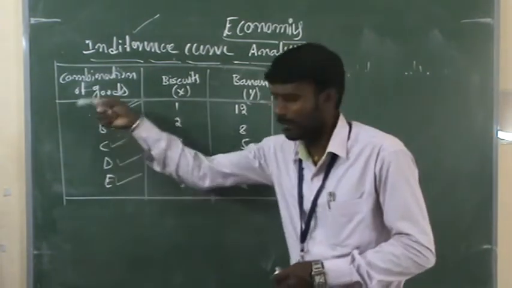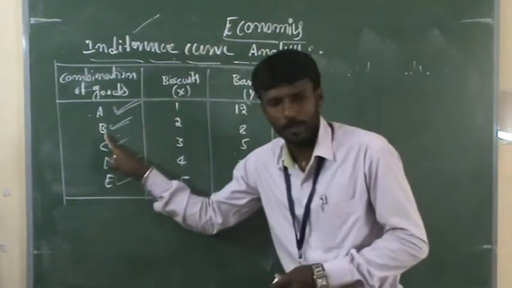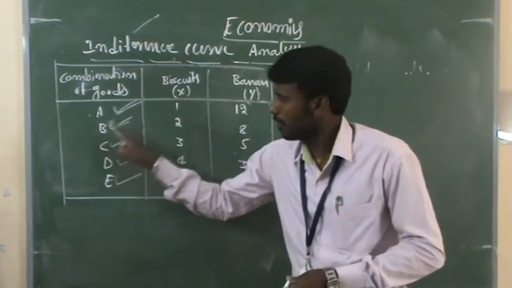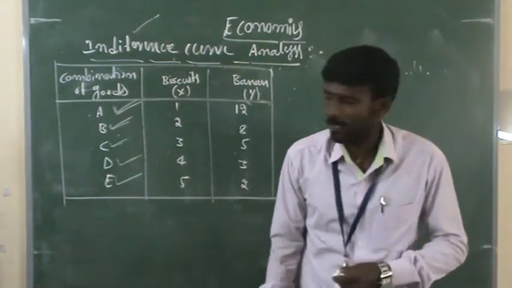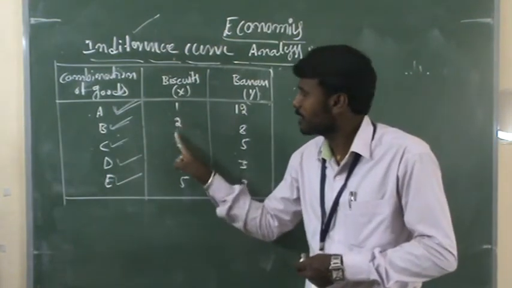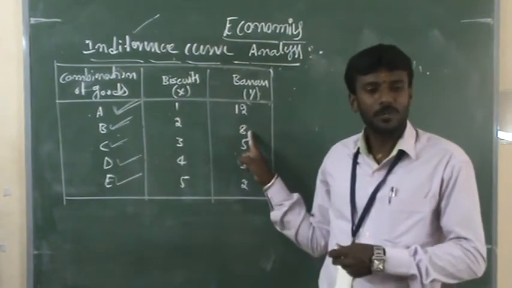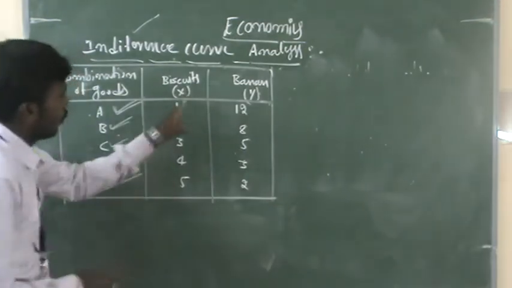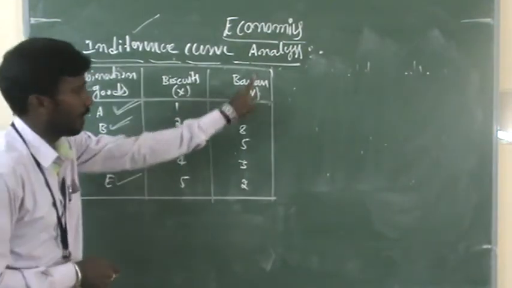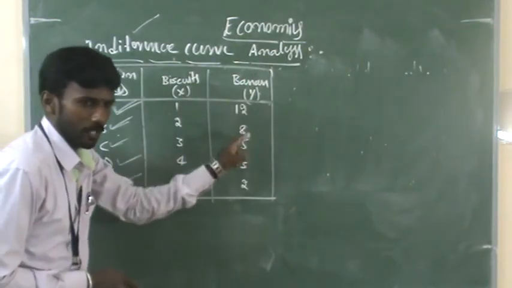They have to postpone, they have to move to another one, like B. The B combination will give the equal level of satisfaction to the consumer with the help of 2 units of biscuits and 8 units of banana. It means here biscuits 1 to 2 rise aayitu, but banana 12 to 8 kadame aayitu.